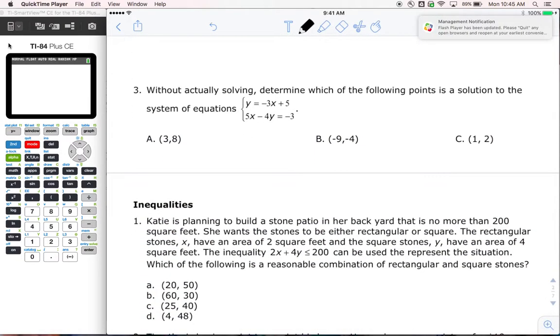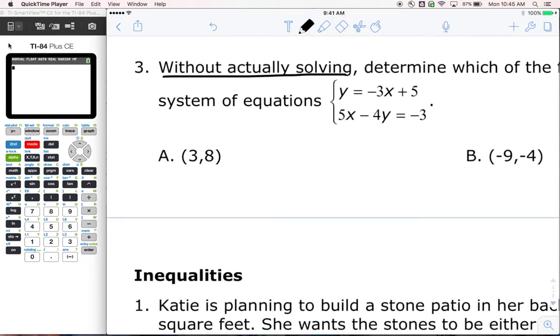Question number 3 says, figure out which of these points is a solution to the system without actually solving. Now, if you know how to solve, go ahead and solve. But I just kind of wanted to show you how we can check these. And we do it by plugging in our equations. So please remember that these are points. So x is in the front, x is 3, and y is 8. We're going to plug them into our equations. Now I'm just going to do one at a time here.